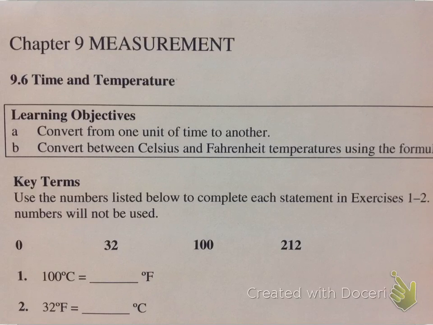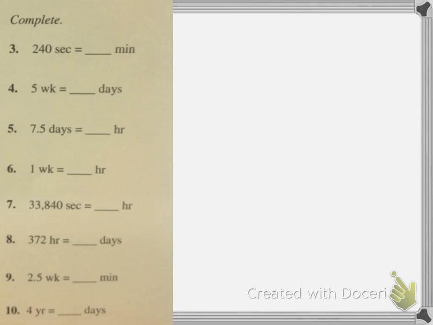Now we're going to look at time and temperature measurement conversions. So number one, 100 degrees Celsius is 212 degrees Fahrenheit, and 32 degrees Fahrenheit is 0 degrees Celsius.